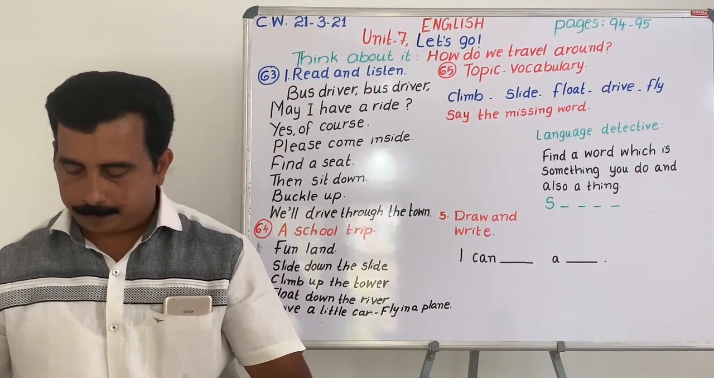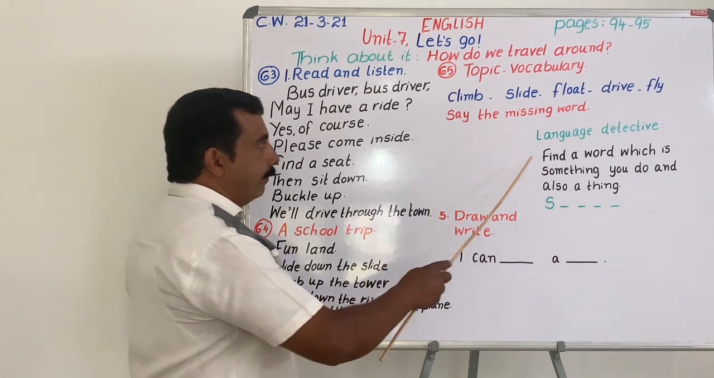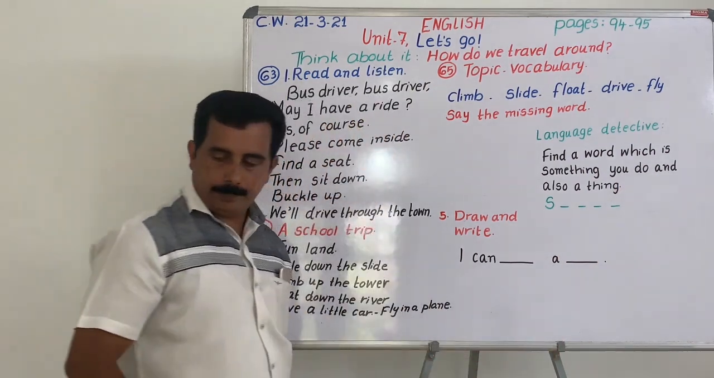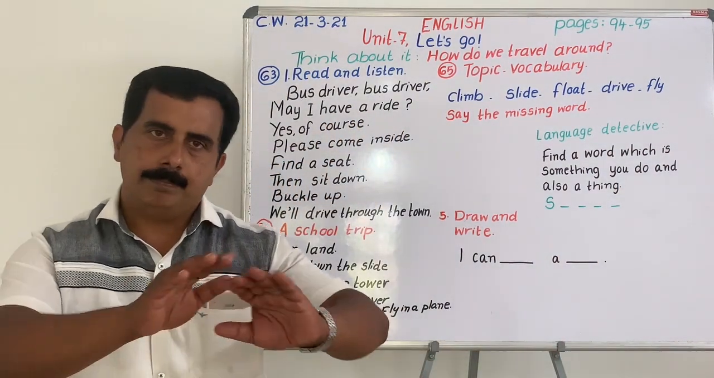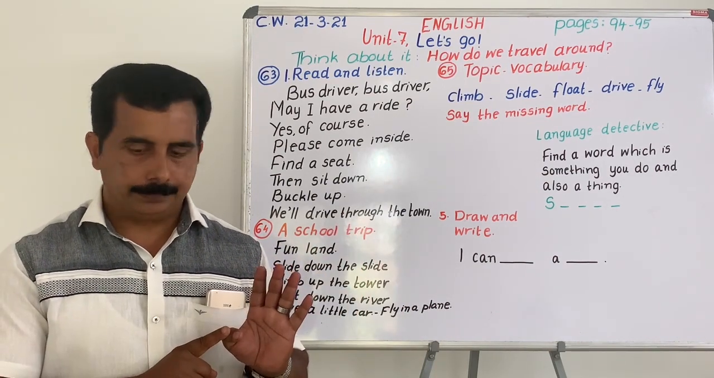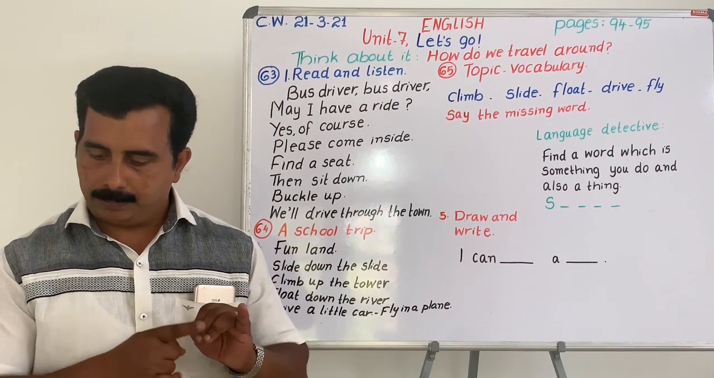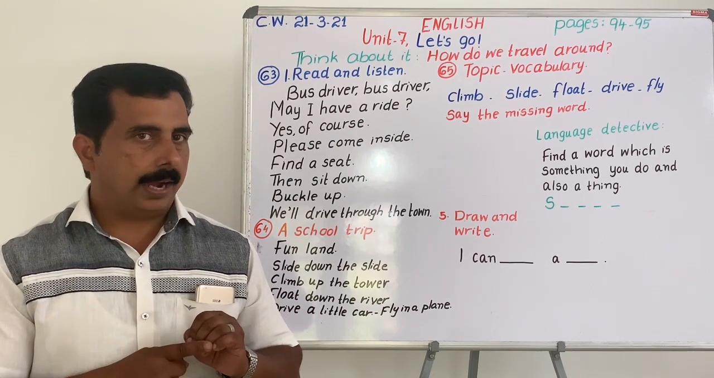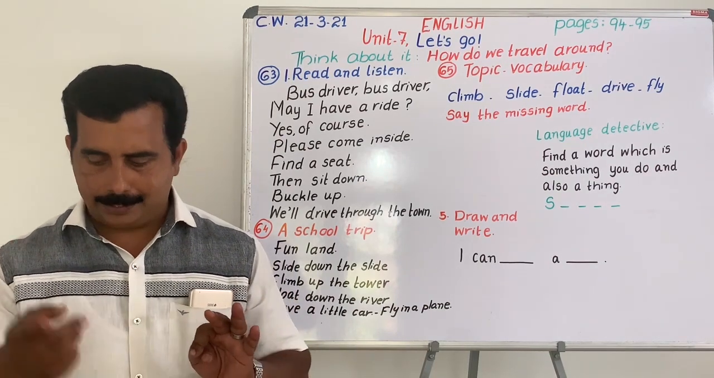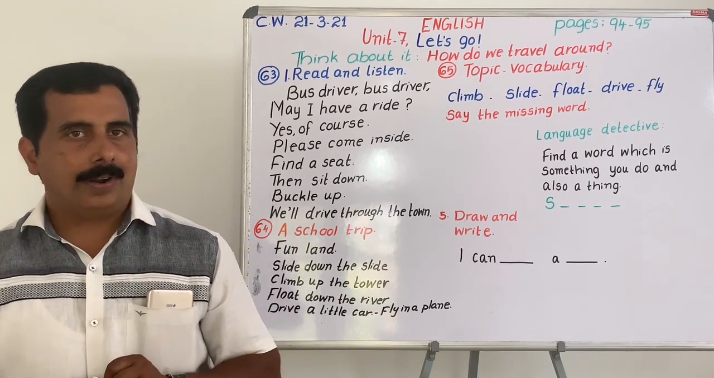Yes. Next, there is a small Language Detective. Look at here. Find a word which is something you do and also a thing. In Fun Land, we met mainly 5 items. Number 1, tower. Number 2, slide. Number 3, float. Number 4, drive. Number 5, fly. That means climb a tower. Slide, slide. Okay? Float, river. Drive, a little car. Fly, plane.